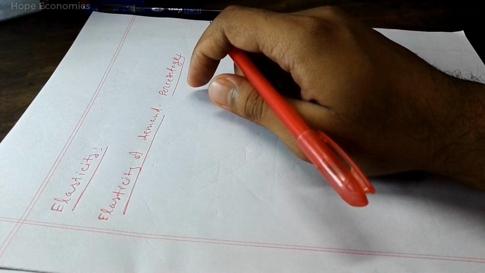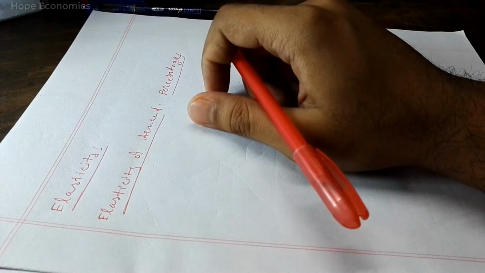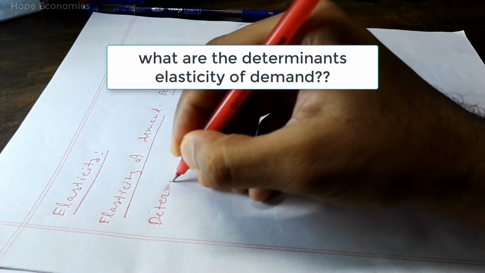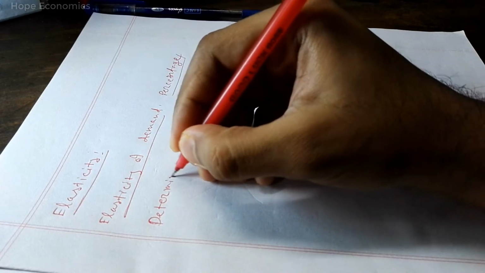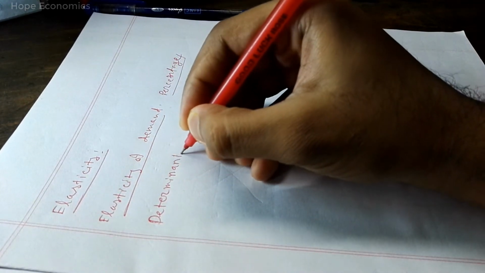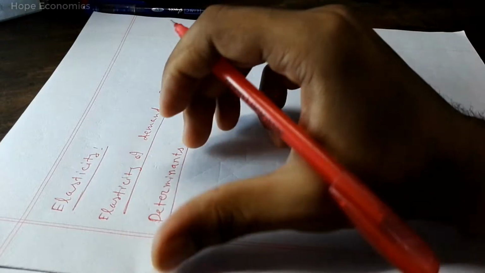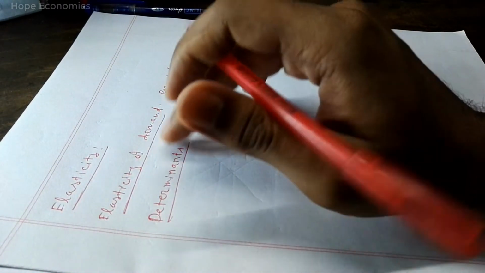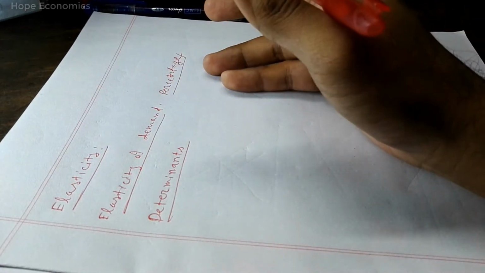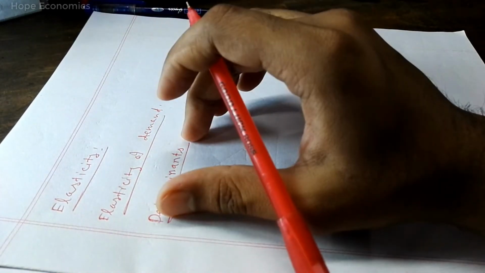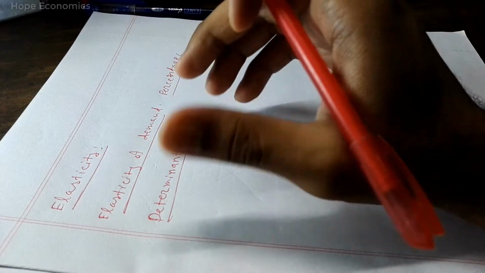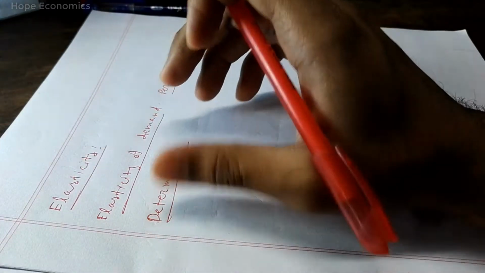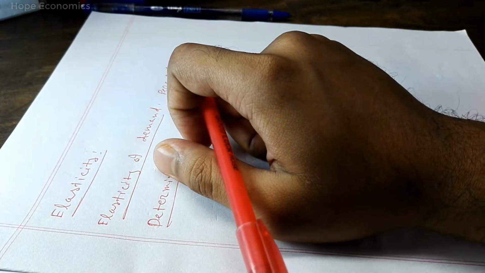Let's know about what the determinants of elasticity of demand are. What are determinants? Determinants are those things for which the elasticity of demand changes, or those things by which we can easily determine the responsiveness for any goods and services.